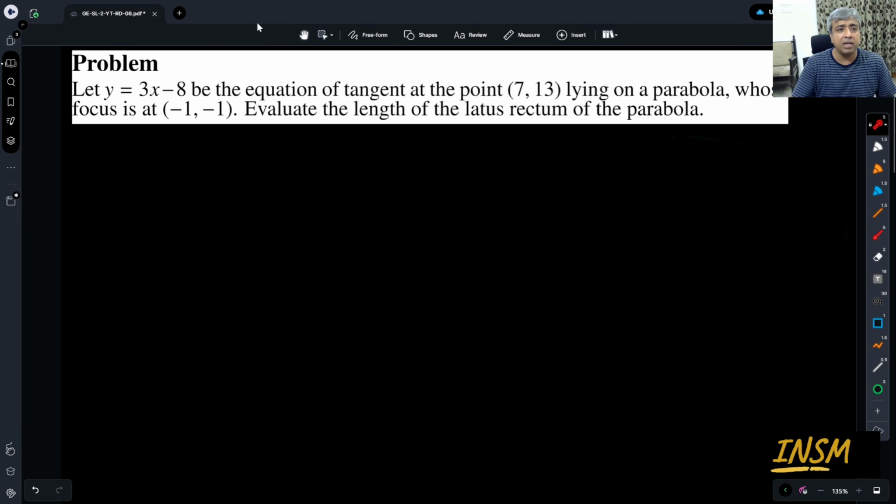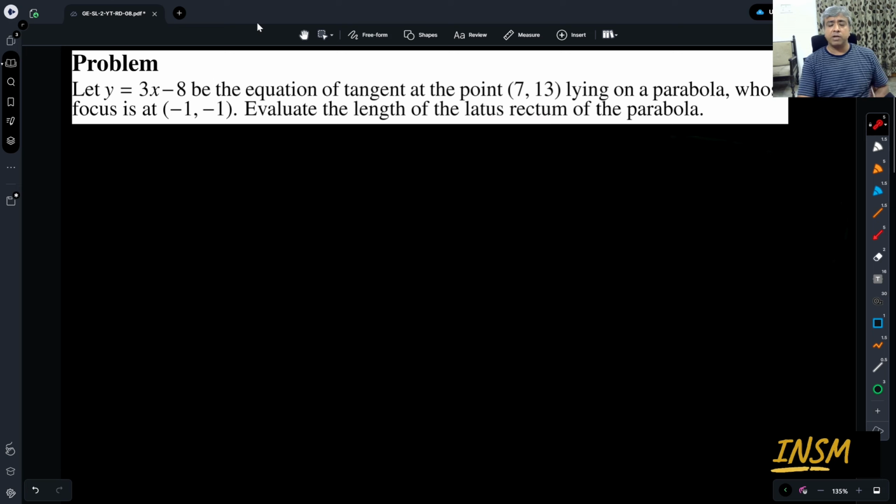It says, let y equal to 3x minus 8 be the equation of a tangent, a straight line, at the point (7, 13) lying on a parabola whose focus is at (-1, -1). Evaluate the length of latus rectum of the parabola. So we have to find the length of latus rectum.